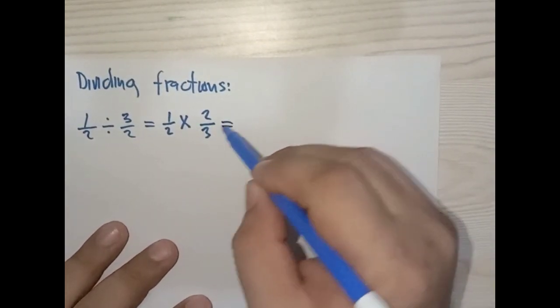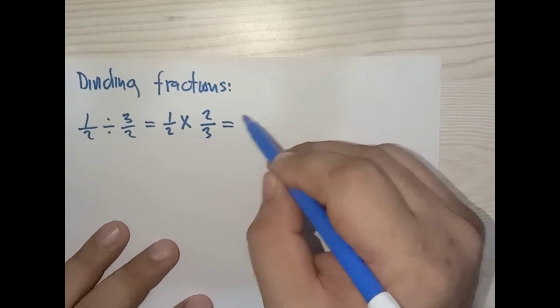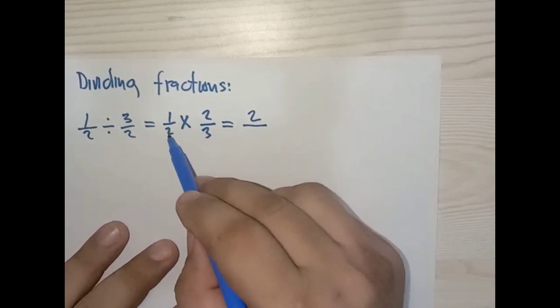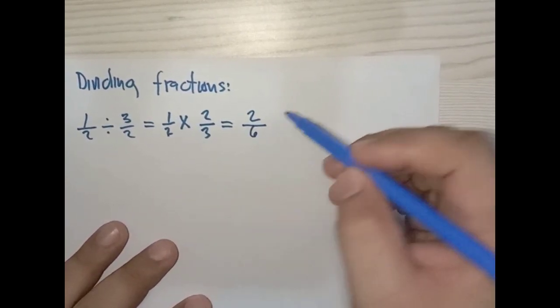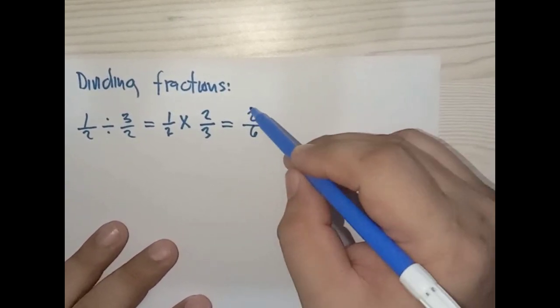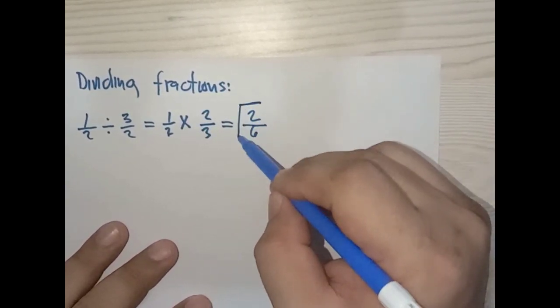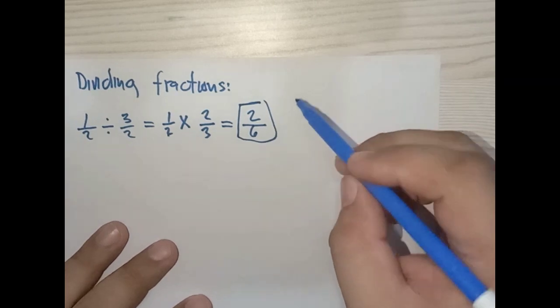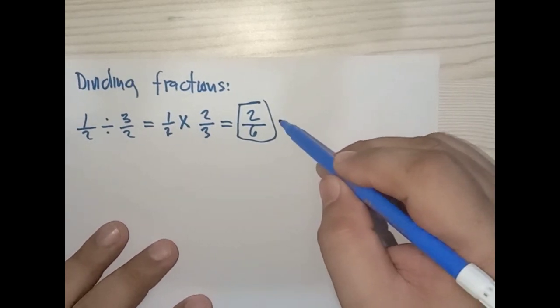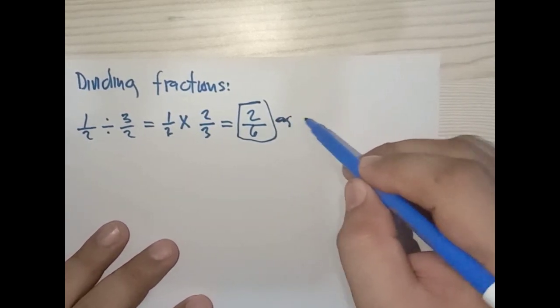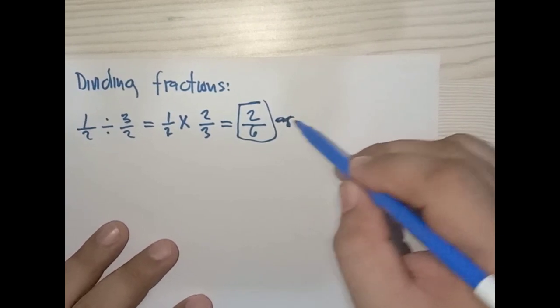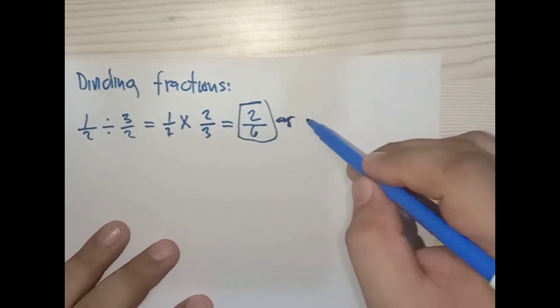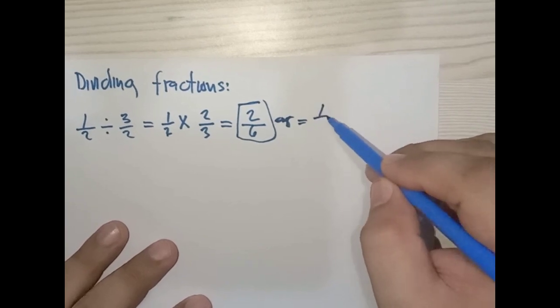Isi-simplify na natin siya. 1 times 2 is 2. Okay? 2 times 3 is 6. Okay, so, ito yung sagot natin. And then, pag sinabi ng teacher, simplify into lowest term, masisimplify pa natin to into lowest term. So, 2 divide 2 and 6 divide 2 is equal to 1 over 3.